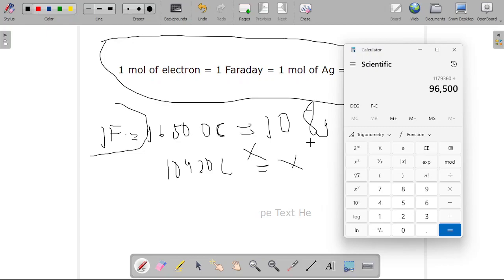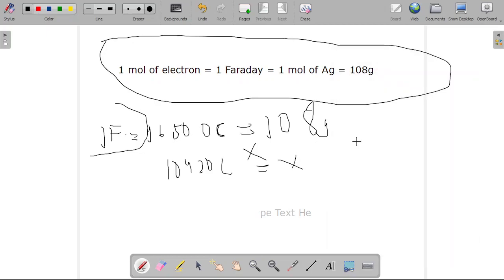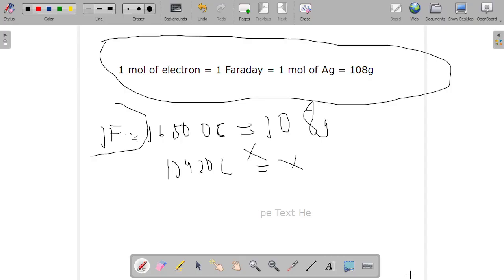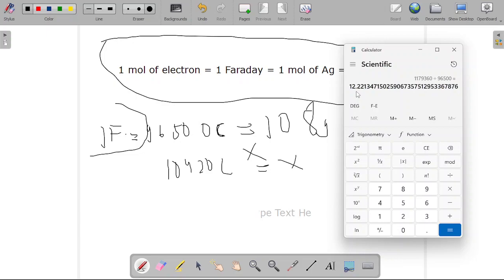96,500 coulombs. So what do we get? We get this. Okay, let's confirm it here. 12.22 grams. So what do you have here? What do you have in the calculator? Okay, 12. Okay, yes.